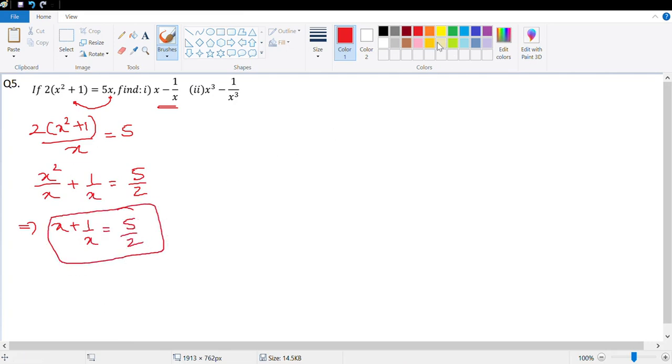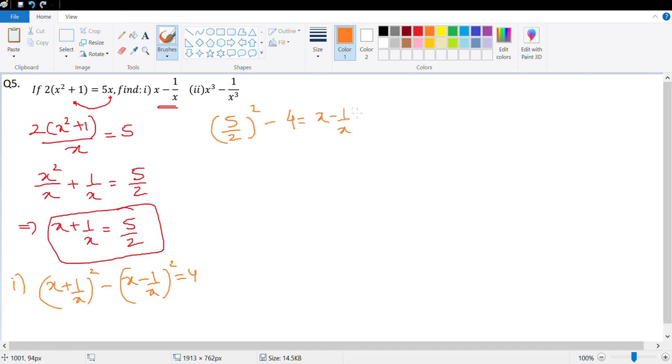So that the first part, no, not really, they didn't want us to figure out x plus 1 upon x, but we will still need it to be able to solve anything from here. A relationship that I know is x plus 1 upon x the whole square minus x minus 1 upon x the whole square is equal to 4. Let's substitute values. What we get is 5 upon 2 whole square minus 4 would be equal to x minus 1 upon x the whole square. Yes, I took this on the other side and I brought 4 here. So this is 25 upon 4 minus 4 is equal to x minus 1 upon x the whole square.